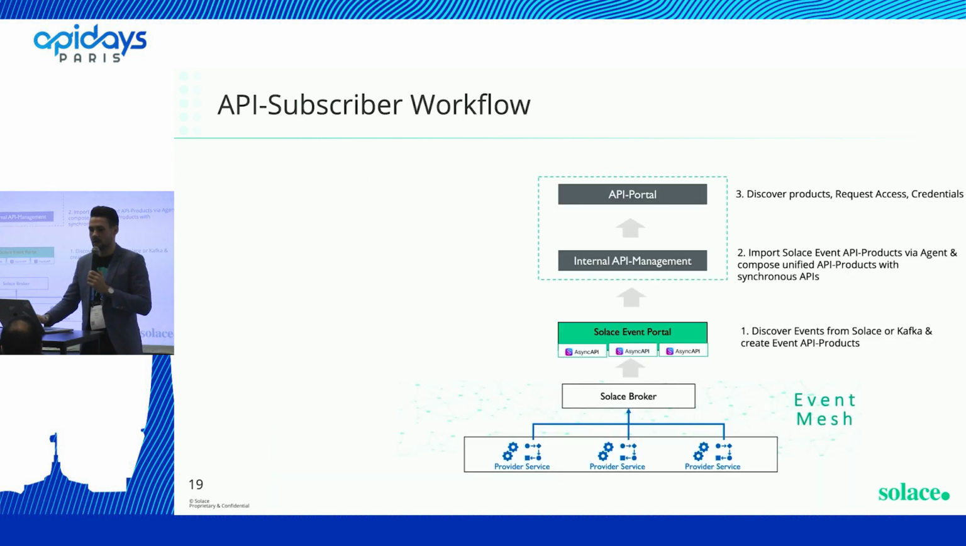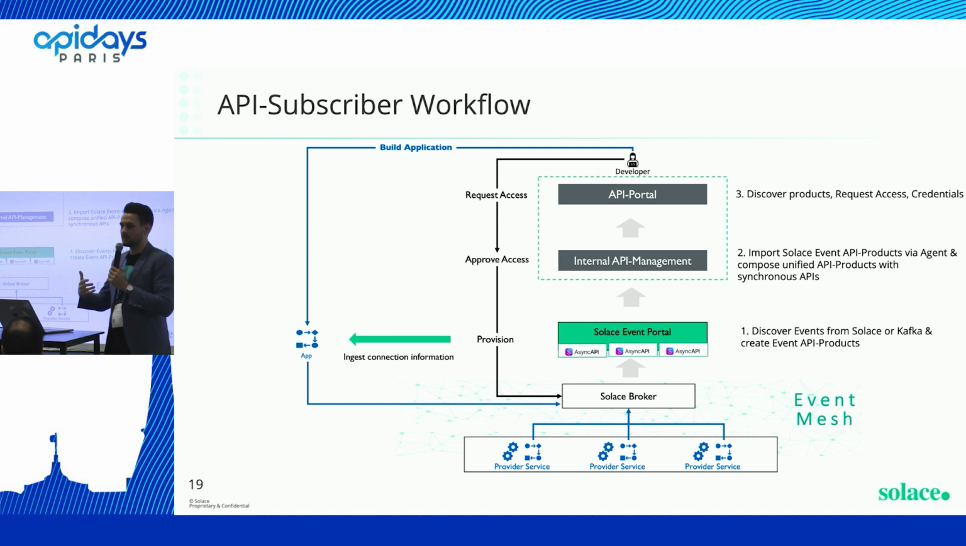So how would that look from a workflow perspective? As a developer, I have the same workflow as for a synchronous API. So I can go in the API portal, subscribe to an API which is there, request the access, and then everything else will be provisioned on the broker.